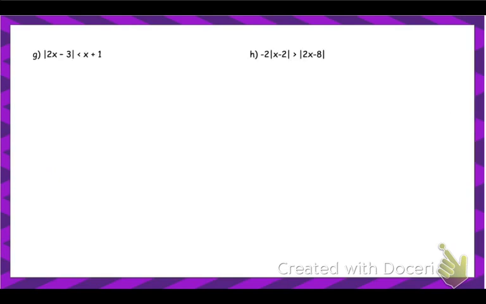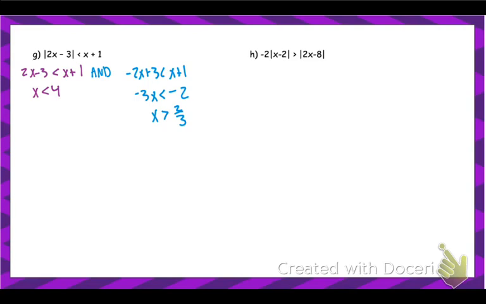All right, let's look at these next two. Again, same idea here. I'll get the absolute value by itself. So equation number 1 was less than... So I end up with my two inequalities.